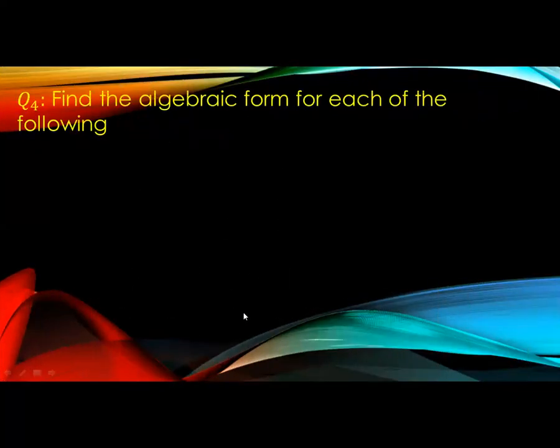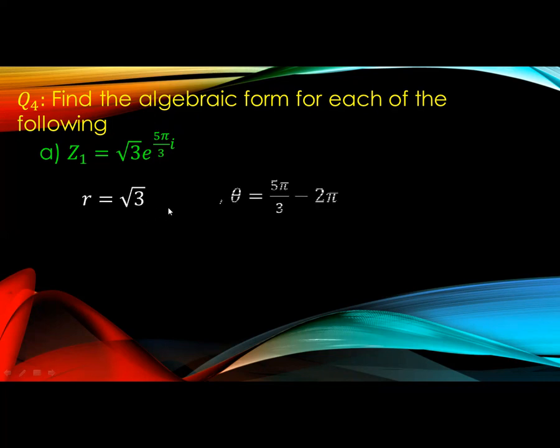Exercise number 4: find the algebraic form of each of the following. Letter A, Z1 equals root 3 e power 5 pi over 3i. This number is in the exponential form, and we want to convert it into algebraic form. So R equals root 3 and theta equals 5 pi over 3 minus 2 pi. This equals negative pi over 3.